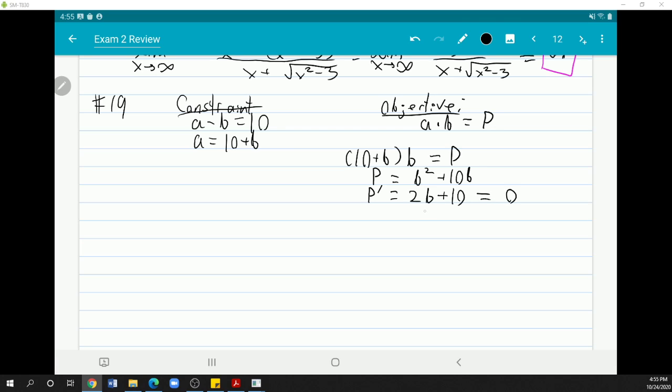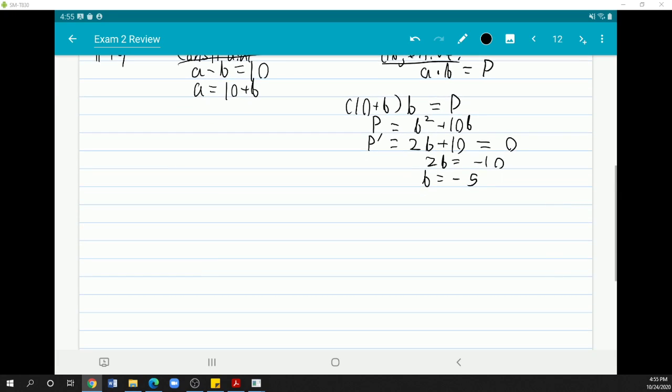I set that equal to 0. So 2b is equal to minus 10. b is equal to minus 5. And I want to check that this actually gives me a minimum, because maybe for some reason it doesn't. So p double prime, you can use the first or second derivative test.